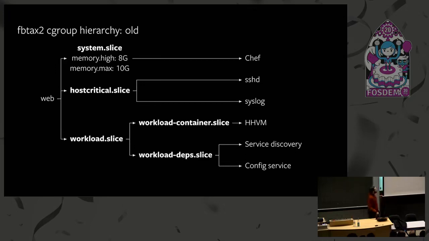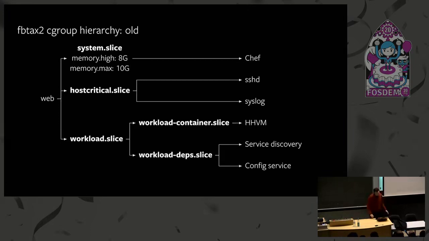We also have hostcritical.slice. These are things which the host needs to operate, also things which we might need if we need to go and debug something in an emergency, even if the machine is overall unhealthy. And then we have workload.slice. Workload.slice is where the main thing which you're running on the machine lives, for example, HHVM for a web server, and it's the thing we really want to prioritize the running of on this machine.